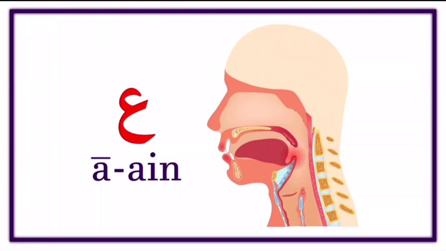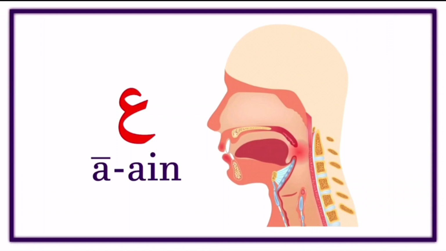Try to put your finger on the lower part of your throat. A comes from there. Now put your finger a little bit above. That's where Ain sound comes from, the middle part of throat. Say Ain. Ah, ah, ah.